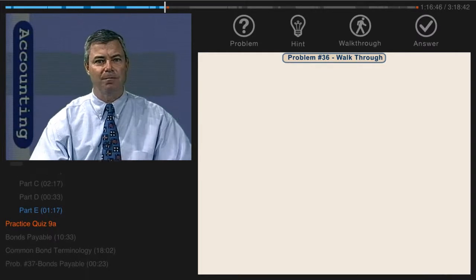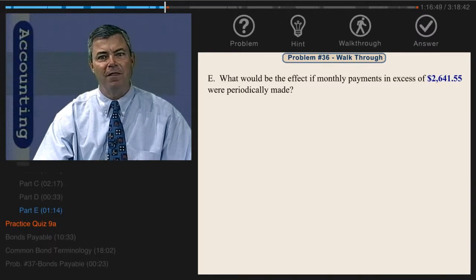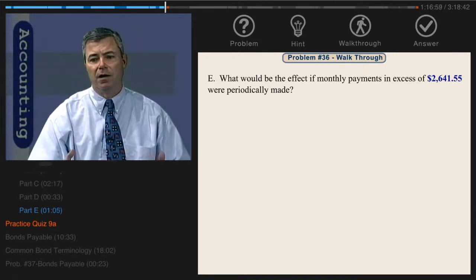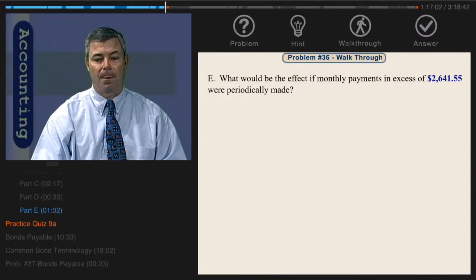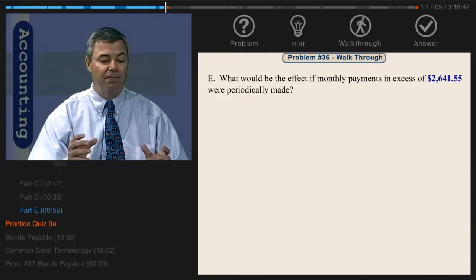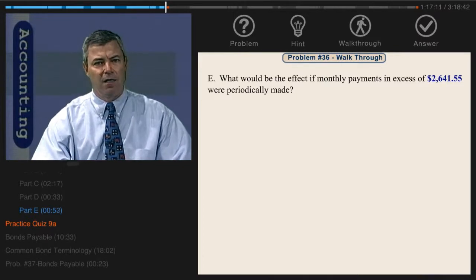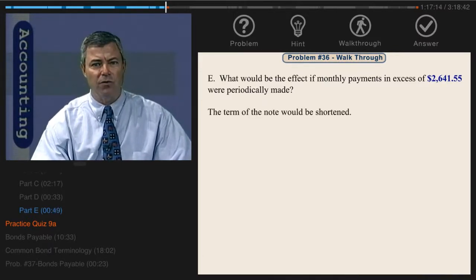Now, here's an interesting question. What would be the effect if monthly payments in excess of $2,641.55 were periodically made? I mean, I've heard some people say, hey, listen, sometimes I like to pay twice the payment, or pay that amount every 15 days rather than every month or something like that. Well, what is the effect of that? The effect of that is that the term of the note would be shortened.